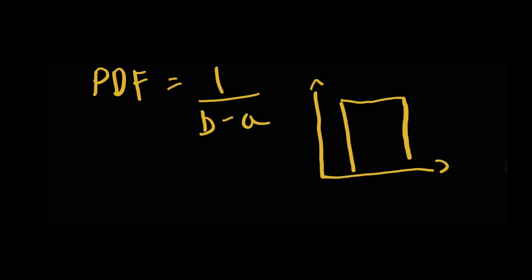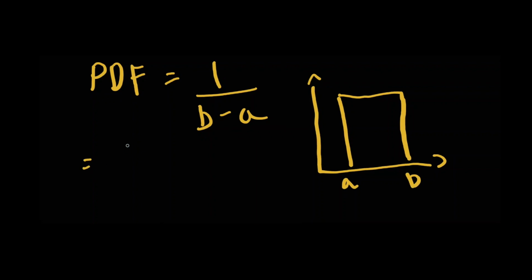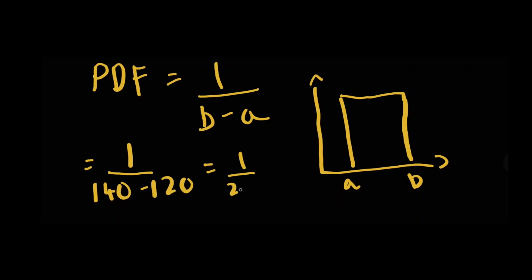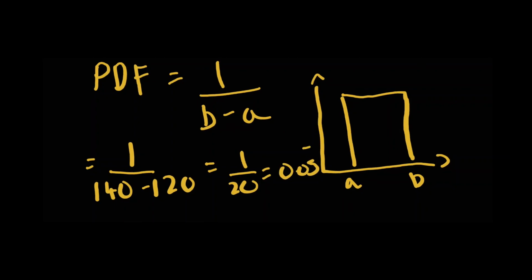So let's plot the graph first. Here b is 140 which is 2 hours 20 minutes and a is 120 which is 2 hours. So our answer is 1 by 20 which is equal to 0.05. It is very important to note that PDF shows the height of the graph, which means that in this problem, height of the graph is 0.05.